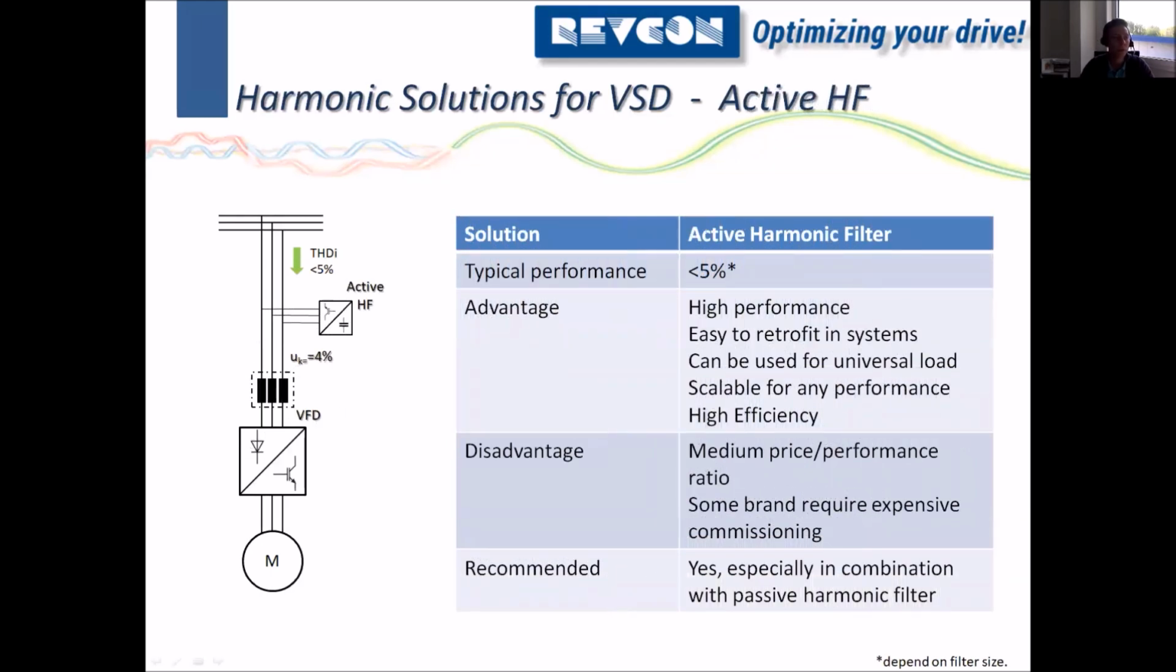Okay, so the next one would be an active harmonic filter. Looking at the active harmonic filter, we get a typical performance of below 5%, but as I said, this depends on the filter size. It's fully scalable. And the advantage is that it is high performance. It's easy to retrofit in systems. You can use it for different applications.